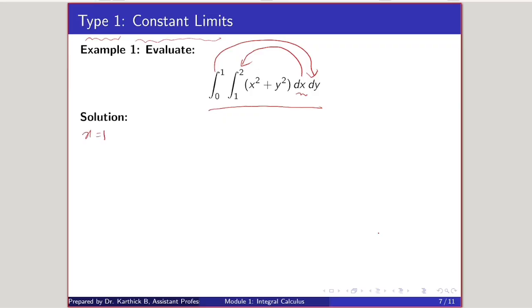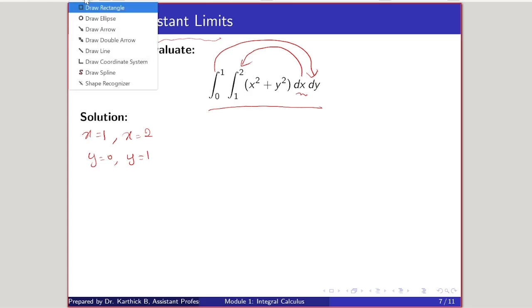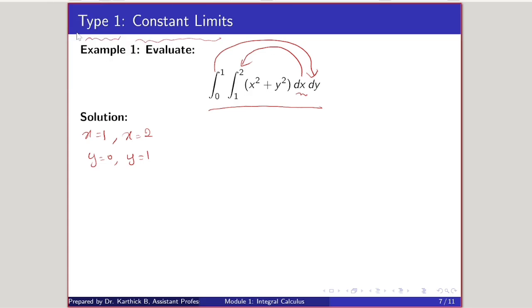For example, I may take the limits: the lower limit of x will be 1 and the upper limit will be 2. For y, the lower limit is 0 and the upper limit will be 1. With this, I have to draw a very simple graph. This is the x-axis, and this will be the y-axis.